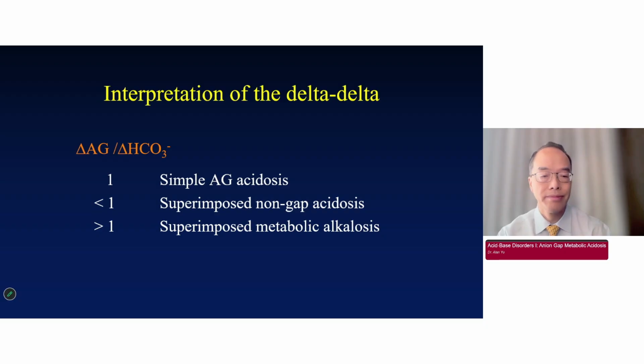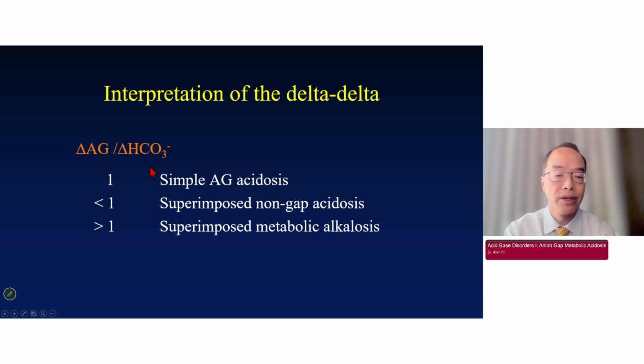So 1 for that ratio would indicate a simple anion gap acidosis. In theory, if your delta-delta is less than 1, it means that you've got a severe acidosis, but your anion gap is not increased as much as you would expect. And this could occur if there were simultaneously a superimposed non-anion gap acidosis.